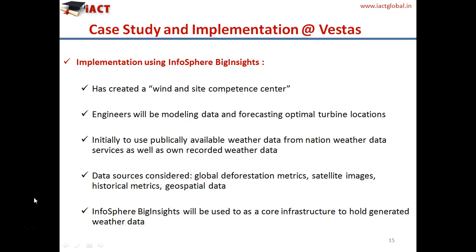Initially, they used publicly available weather data, public weather data from the National Weather Data Services or so, and they also recorded their own data. Based on this much data, they analyzed what could be the best place to place the next turbine, and they were able to provide that solution in a very short period of time and with great accuracy. Data sources considered were global deforestation metrics, satellite images, etc. InfoSphere BigInsights will be used as a core infrastructure to hold the generated weather data.